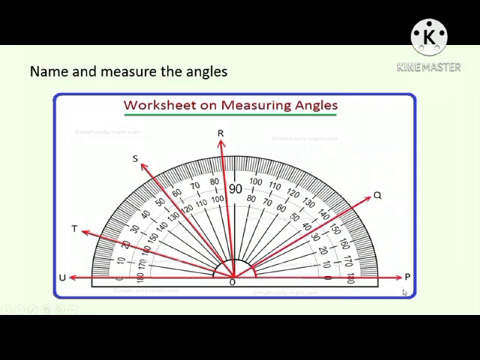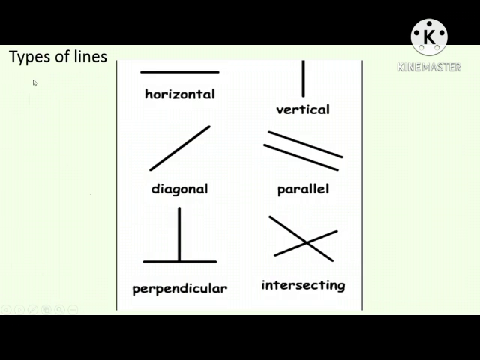Next, angle POR. Measure the angle. It has crossed 90. So 91, 92, 93, 94, 95. The degree is 95 degrees. Then again POS. You have to measure the degree. It has crossed 120. So 121, 122, 123, 124. 124 degrees. Likewise you have to measure the angles and write them.